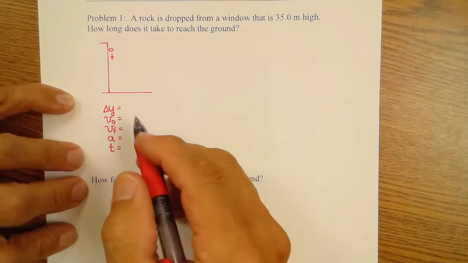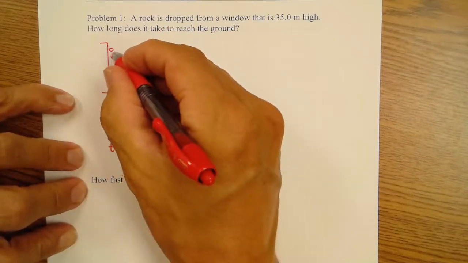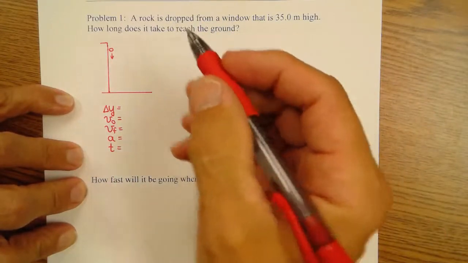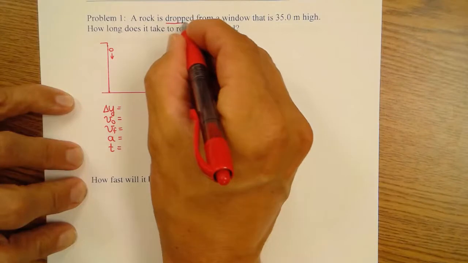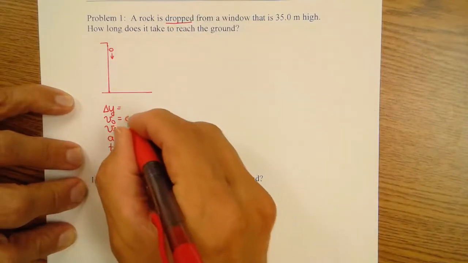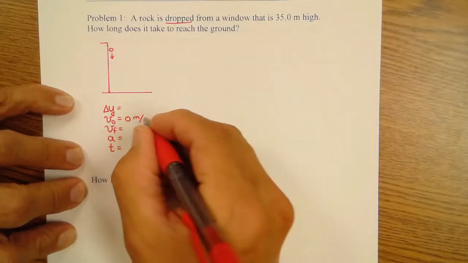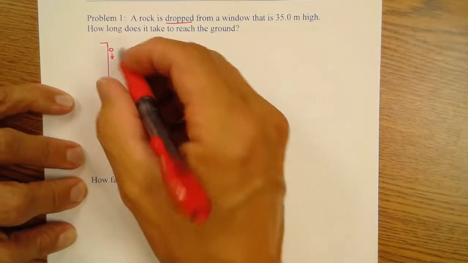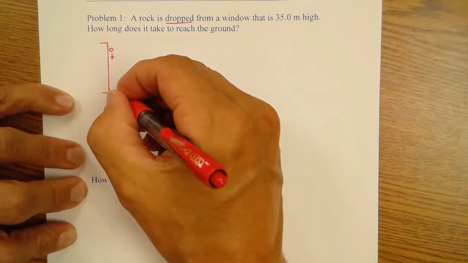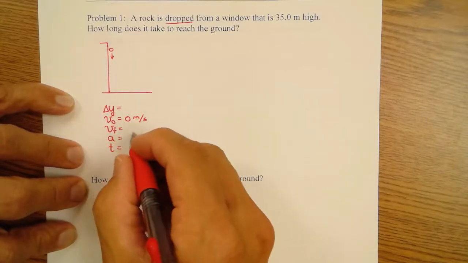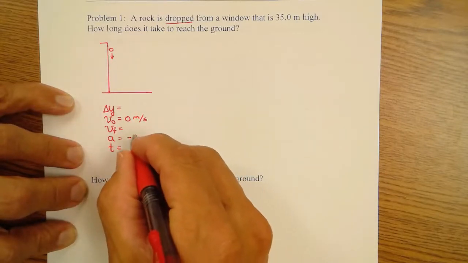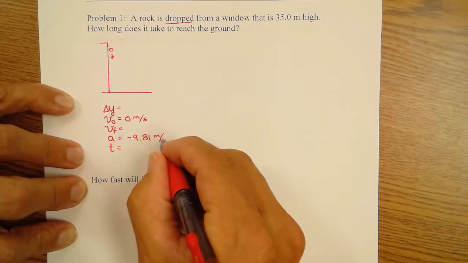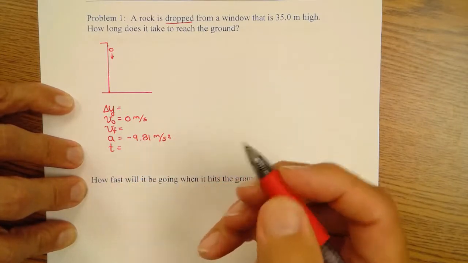Okay, so for this problem we have a rock which is dropped from a window and it falls to the ground. And the word dropped is an important word because it tells us that the initial velocity is 0 meters per second. So it starts from rest. And then, as it falls, it accelerates towards the earth and eventually hits the ground. And because gravity is doing the acceleration, we always know the acceleration is negative 9.81 meters per second squared.